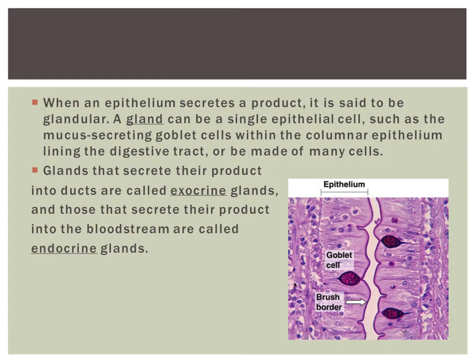When an epithelium secretes a product, it is said to be glandular. So a gland can be a single epithelial cell, such as a goblet cell within columnar epithelium, or it can be made of many cells.